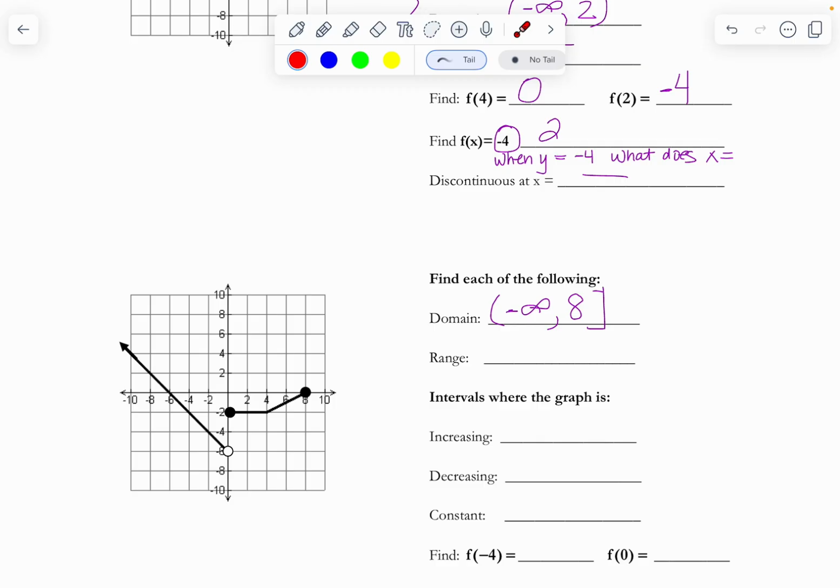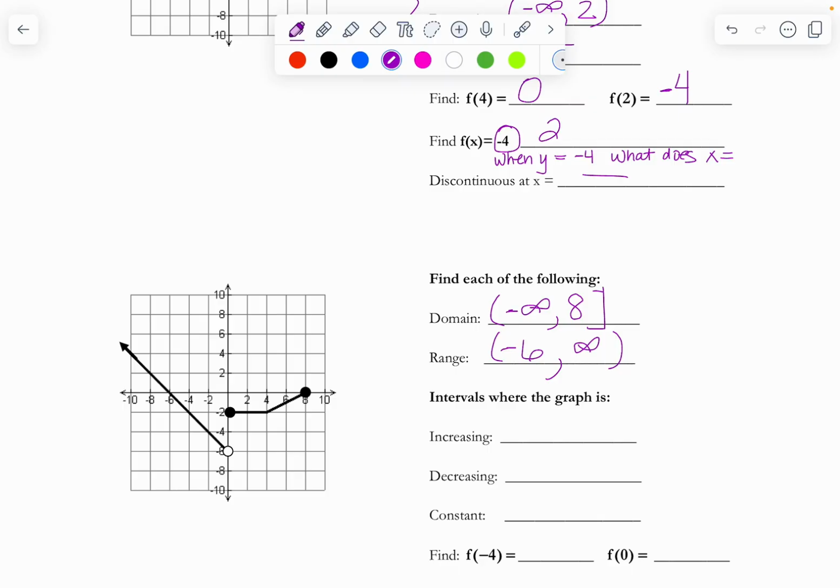Now, my range, my lowest point is at negative 6, but there's an open circle. So that's parentheses. And then what happens is, we have to look at the y values that it covers. It actually covers all of them because this line goes up all the way. So this goes towards infinity.